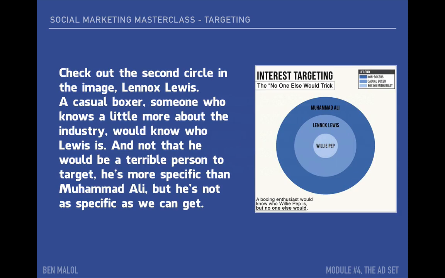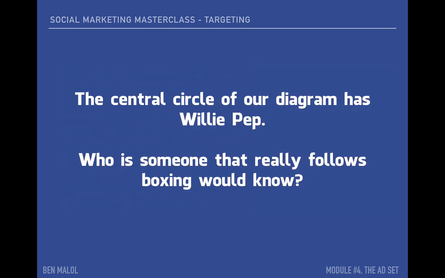So for example, check out the second circle in the image, like Lennox Lewis. A casual boxing fan, someone who knows a little more about the industry, would know who Lewis is, but he would not be a terrible person to target. He's more specific than Muhammad Ali, but he's not as specific as we can get, like I said. The central circle is Willie Pep, who only someone that really follows boxing would know. I don't think I need to put a question mark there, but you understand.